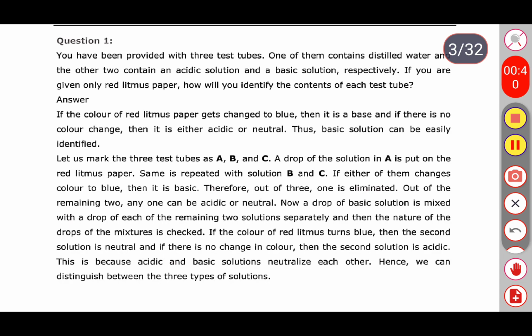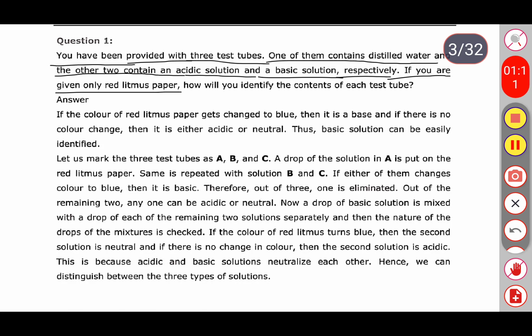The first question from your exercise: you have been provided with three test tubes. One of them contains distilled water and other two contains an acid solution and basic solution respectively. If you are given only red litmus paper, how will you identify content of each test tube?